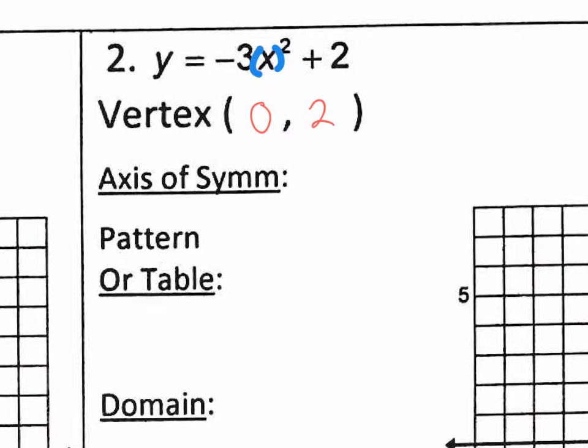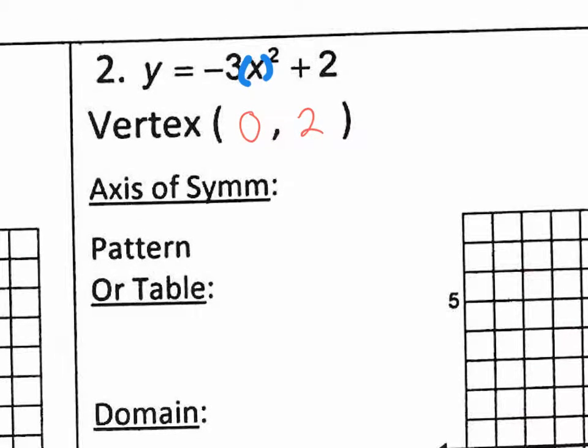Okay, now check this out. What is the axis of symmetry, even without drawing it? It's going to be x equals the x value of your vertex.